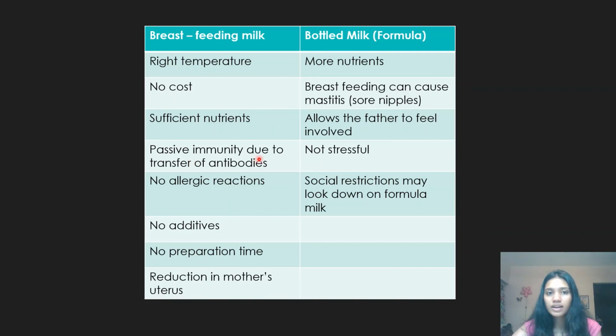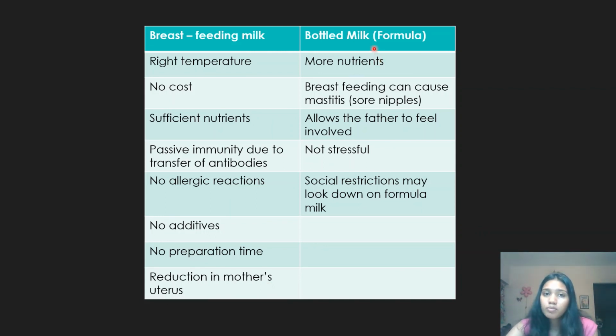I've already covered this in chapter 10, where there is a transfer of antibodies from the mother to the baby via the breastfeeding milk. There are no allergic reactions because it is from the mother, no additives, no preparation time, and also the baby taking in the milk by sucking the mother's nipples helps to reduce the size of the uterus in the mother. Okay.